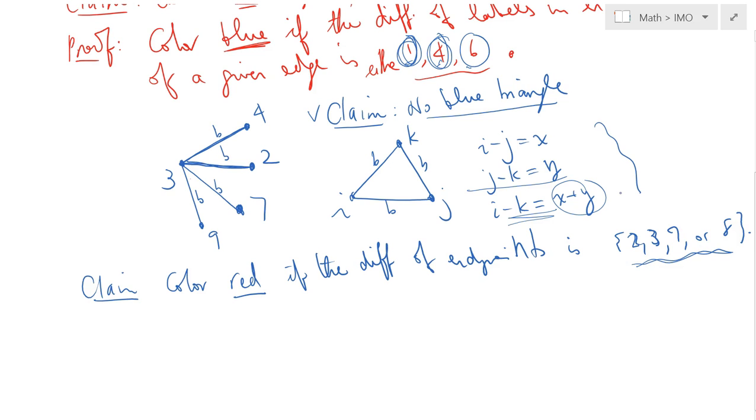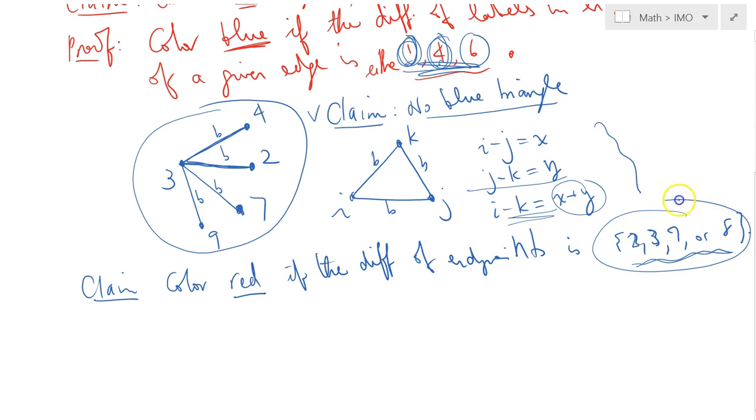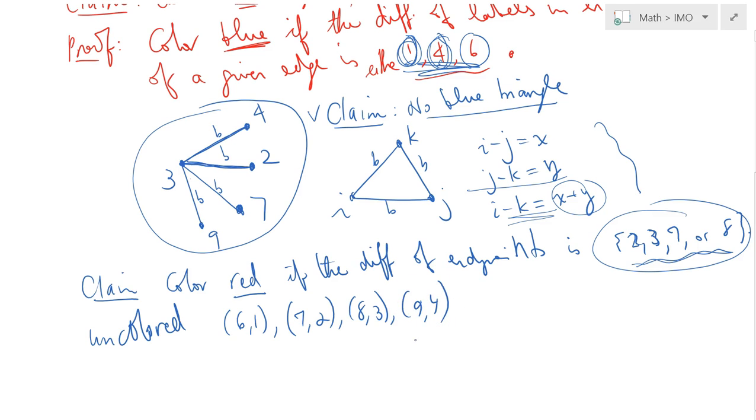Now, so far, how many edges have we colored? We have colored all the blue edges according to this rule, and we have colored a lot of red edges according to this rule. So the ones that are yet to be colored, or you can just say uncolored, are the ones which have a difference of 5. So which is 6 and 1, 7 and 2. So these are the endpoints of each edge. 8 and 3, and 9 and 4. So we are still missing 4 edges.